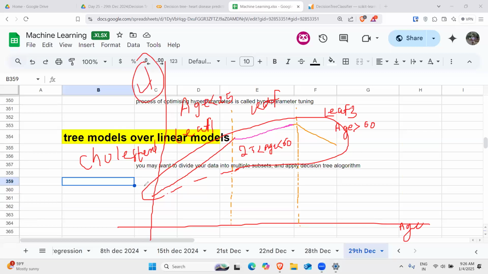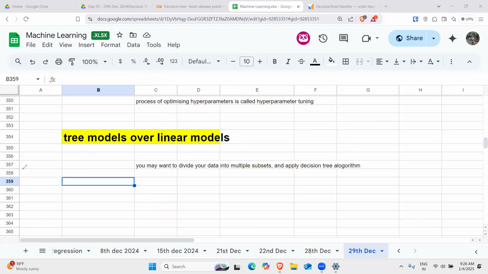Suppose the behavior of the data is as you can see in the figure, your decision tree model will be the only solution. Your linear model will not work here. You can make different predictions 1, 2, and 3, and then take an average of them. So that is one of the disadvantages of the linear regression model.